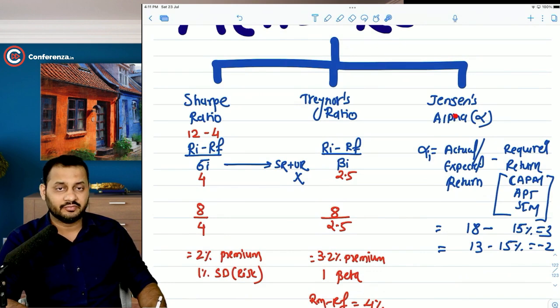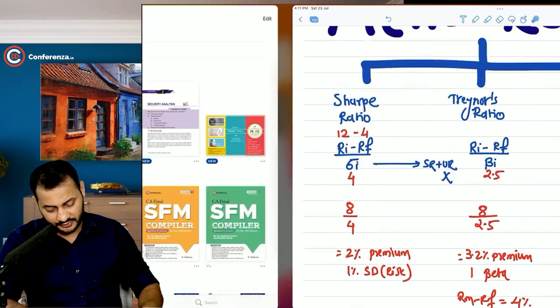Also, Jensen's alpha, actual return minus required rate of return. The higher the Jensen's alpha, the better is your answer or the better will be the decision, because higher Jensen's alpha represents that you are expected to earn much more than required. So we are going to use these formulas in the coming questions. Have a look.